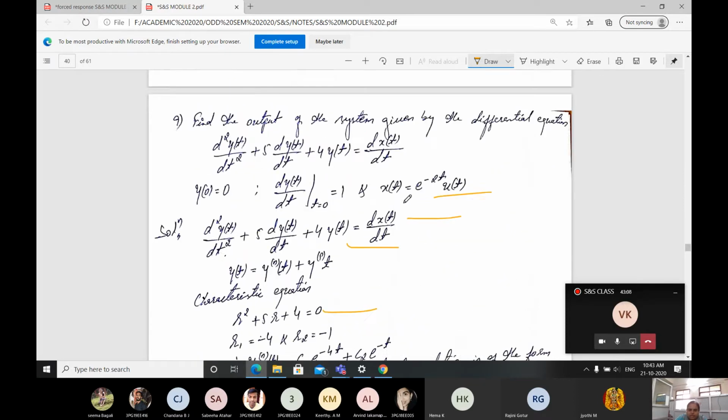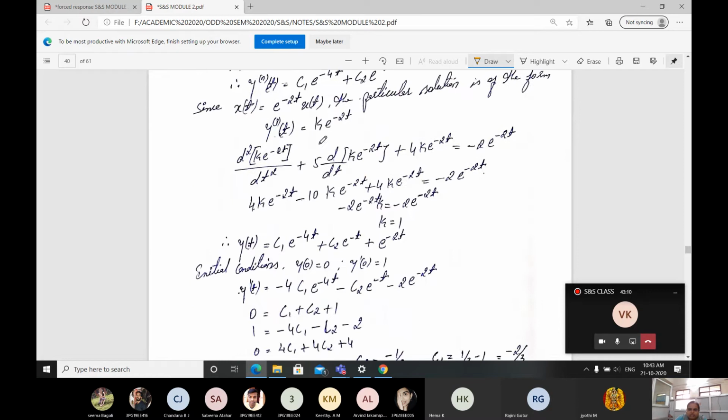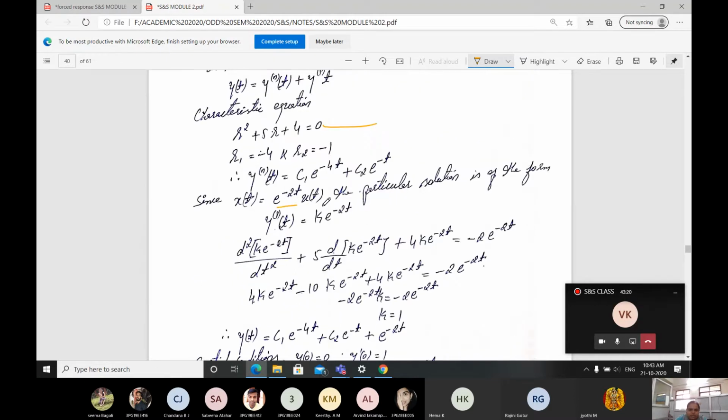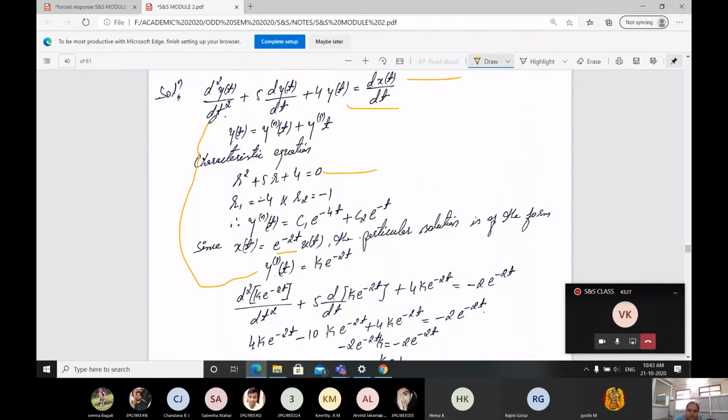Therefore, x of t here is given as e raised to minus 2t u of t. Based on that, what is the particular solution going to be? y p of t is nothing but k into e raised to minus 2t, based on the input. Then what you have to do? We have to substitute this in the given equation. Only y of t is changing, so you have to substitute in that case.